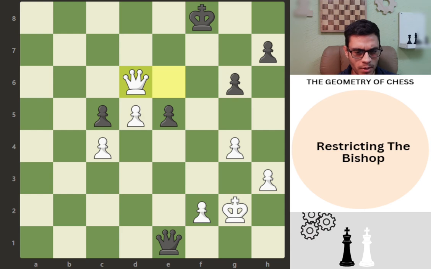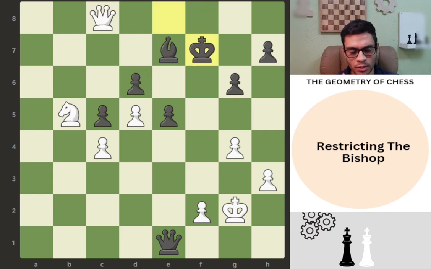So yeah, maybe in queen versus bishop, queen versus knight, I would prefer to play with the knight, especially in these kinds of closed positions.